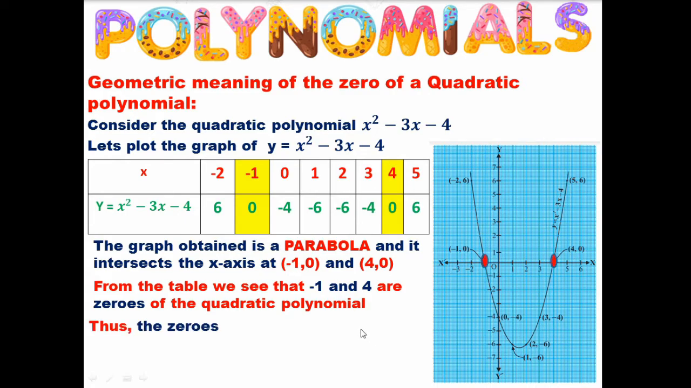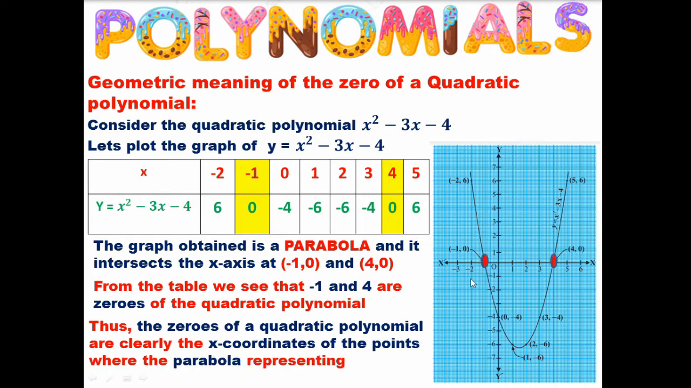So we see that the geometric meaning of zeros of a quadratic polynomial are the points of intersection of the curve with the x-axis. So zeros are nothing but the points of intersection of the curve representing the polynomial with the x-axis. So it should intersect only the x-axis.